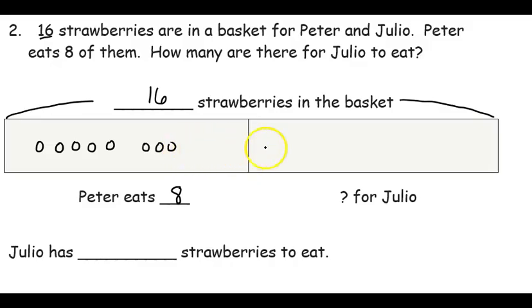So I have 8 here. I'm just going to keep adding them until I get a total of 16. So this would be 9, 10, 11, 12, 13, 14, 15, 16. That means that there were 8 strawberries left for Julio, because 8 and 8 together make the total of 16. So Julio has 8 strawberries to eat as well.